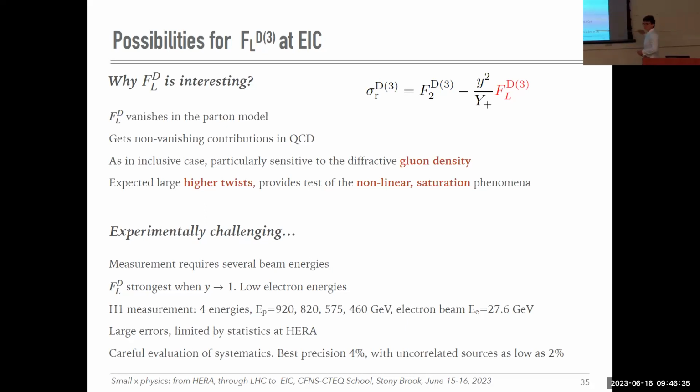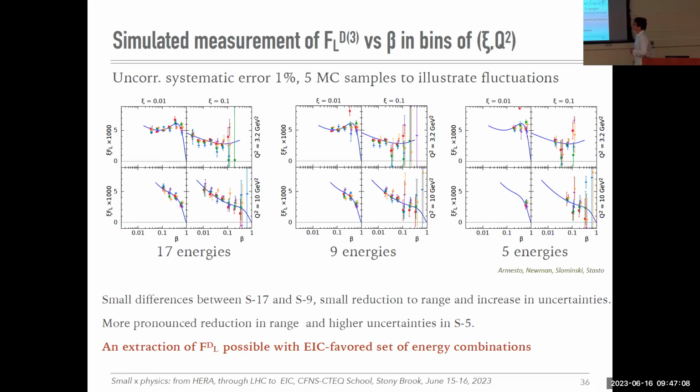This is a very difficult measurement. It was performed by H1 because it requires several beam energies. FL is strongest when y is 1, so at low electron energies. There were only 4 energies at H1. There were large errors which were limited by statistics, which is not going to be the case at the EIC because we are not going to be limited by statistics.